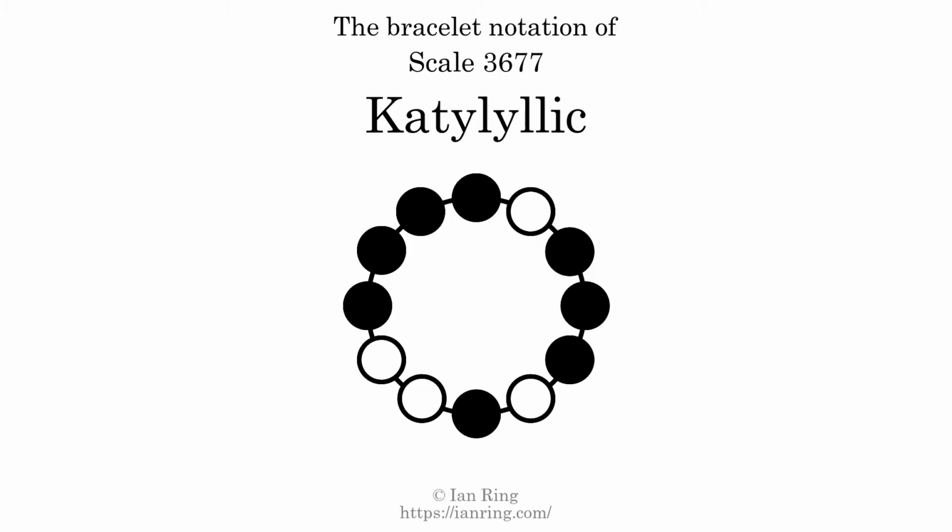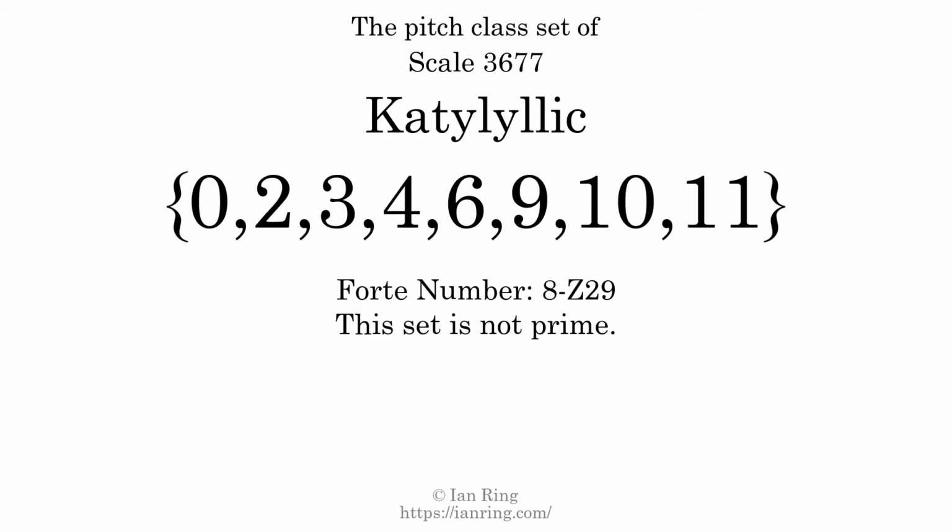This is a bracelet notation diagram of scale 3677. The shaded circles represent tones that appear in the scale, and they are read clockwise, starting at the top. The pitch class set for this scale is 0, 2, 3, 4, 6, 9, 10, 11. The forte class is 8Z29. This set is not prime.